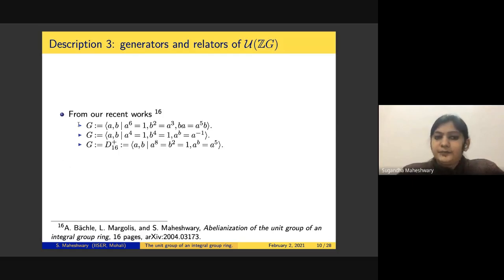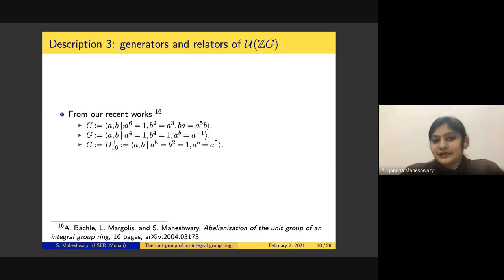And in the process, we learned that the groups that you see on your screen, the first two groups, do have a free normal complement to the unit group. And for that complement, the generators are known. Okay, so with the help of GAP, we tried to understand the action of this group G on that complement, and we could establish all the relations, right? So this is how we could find the answer to UZG for the first two, and for the third one also, D16 plus that you see here.